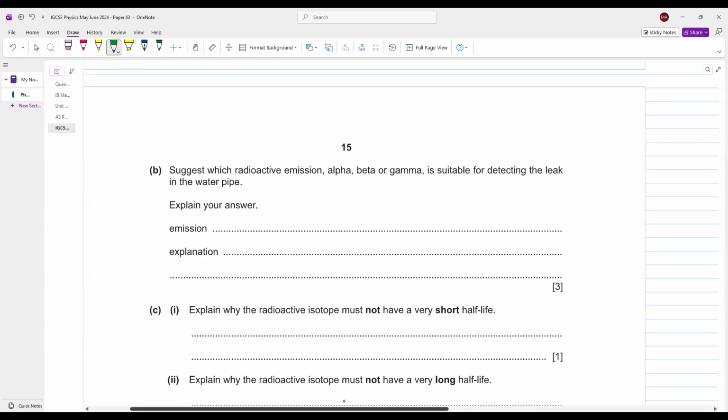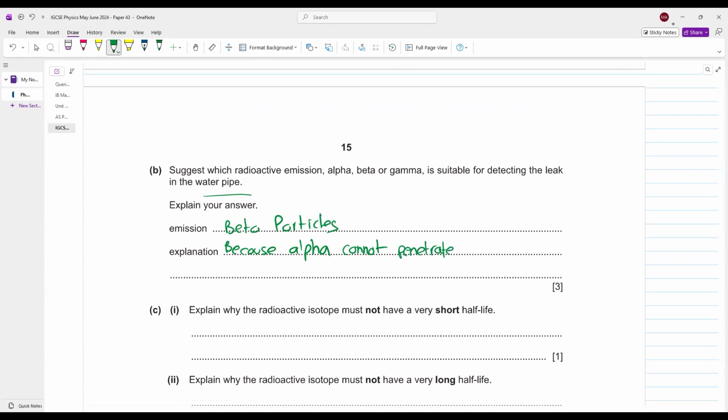Let's move further ahead. Suggest which radioactive emission, alpha, beta or gamma, is suitable for detecting the leak in the water pipe. We have studied beta particles are the most suitable. Why? Because alpha particles cannot penetrate through the soil and reach the detector.